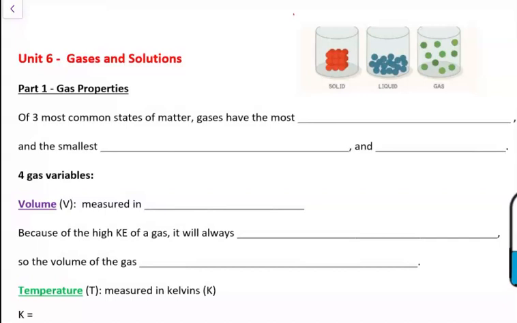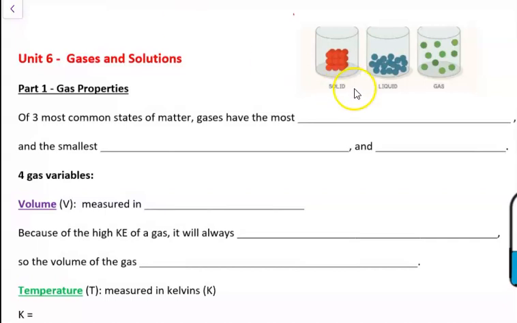Right, so we're going to talk about gases, start our unit on gases and solutions today. And the first thing that we need to understand about gases are just some basic properties. So we're talking about a sample of a gas in a container, in a balloon, whatever the sample may be. What are some things that we might be able to measure? First, though, let's talk about what makes gases unique.